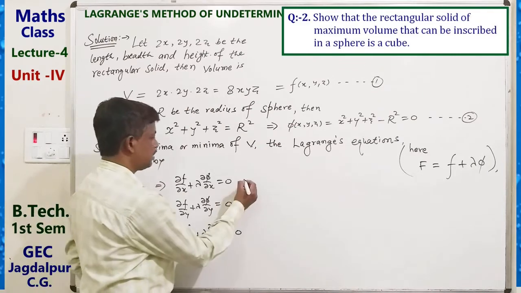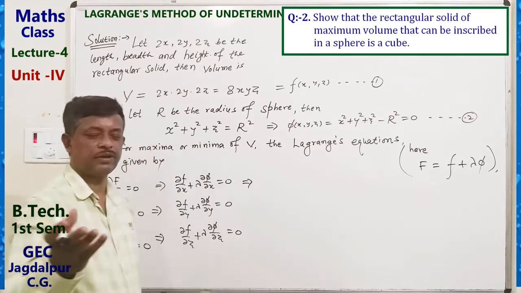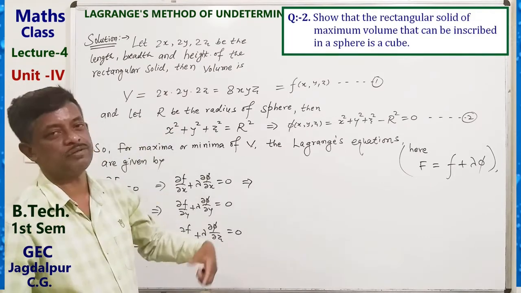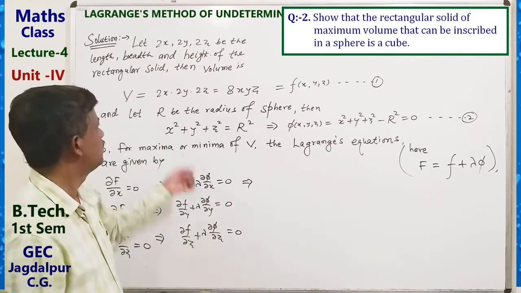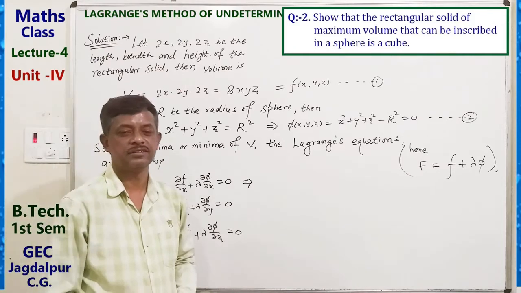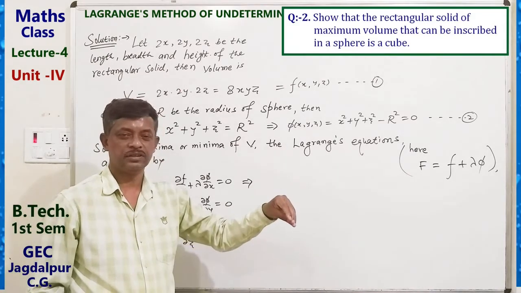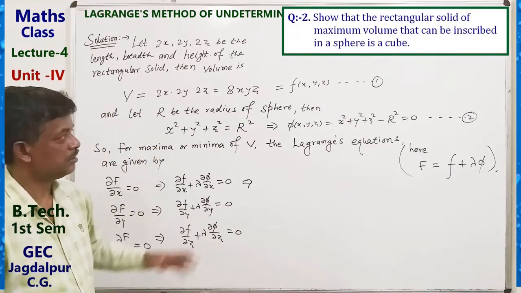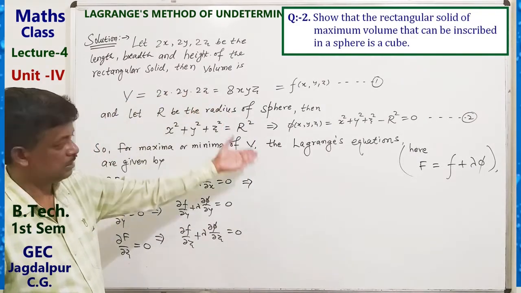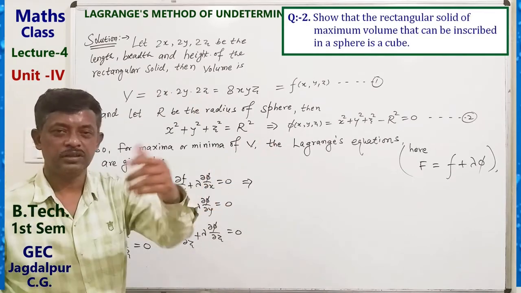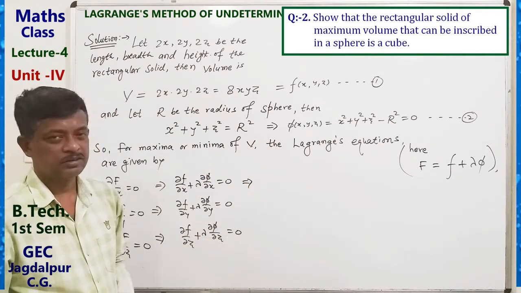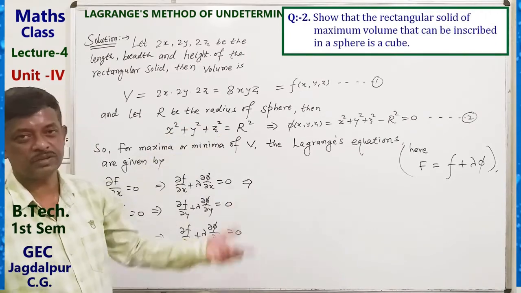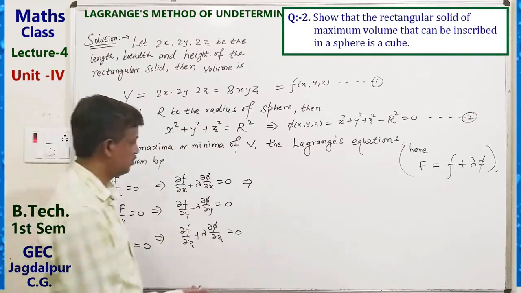So we are trying to find the stationary points where volume will be maximum or minimum. Here we have to show that if the volume is maximum, then the rectangular solid will be a cube. That means the dimensions should be equal, that is x, y, z should be equal. Just try to find that value here.